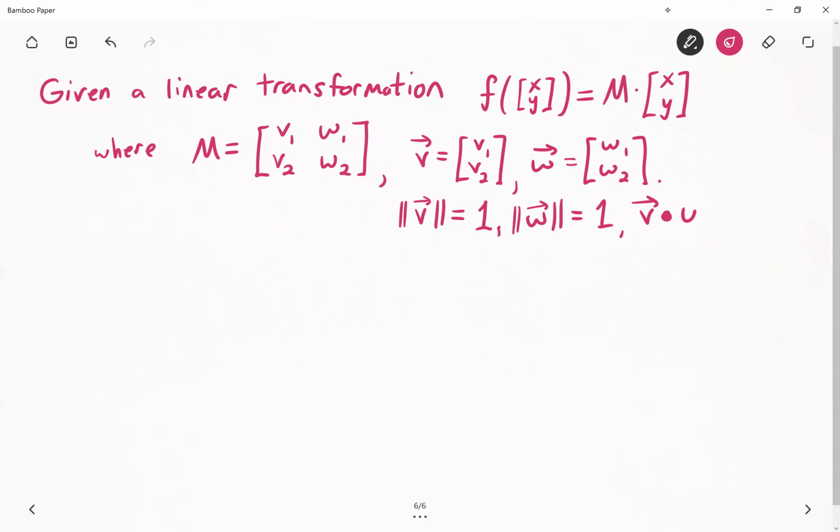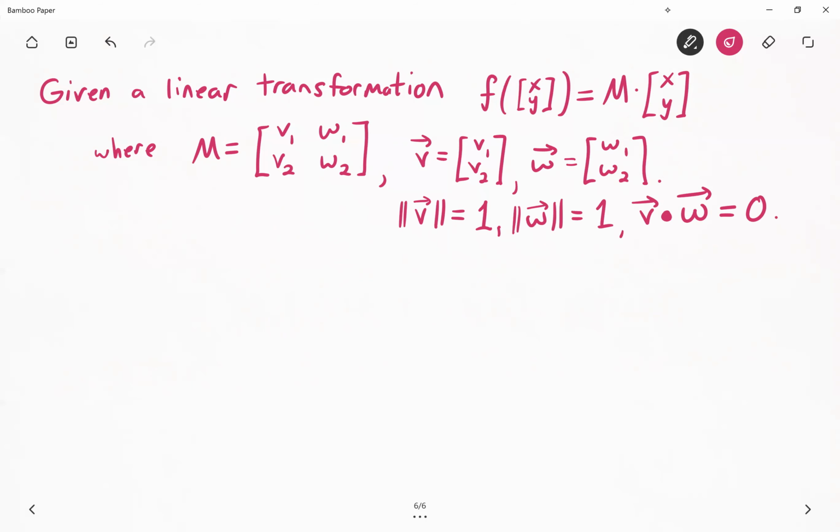And V dot W, which is what we were talking about before, let's say V and W are perpendicular. Their dot product is 0. What kind of a linear transformation has these properties?